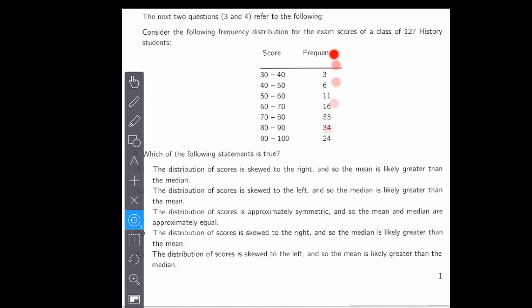Considering the following frequency distribution for exam scores of a class of 127 students, which of the following is true? So what you have is just showing you how many observations in each class, right? Class meaning like in each interval. And what we see is that a good chunk of the observations are here and here in the 70s through the 90s. And there's just a few out here.